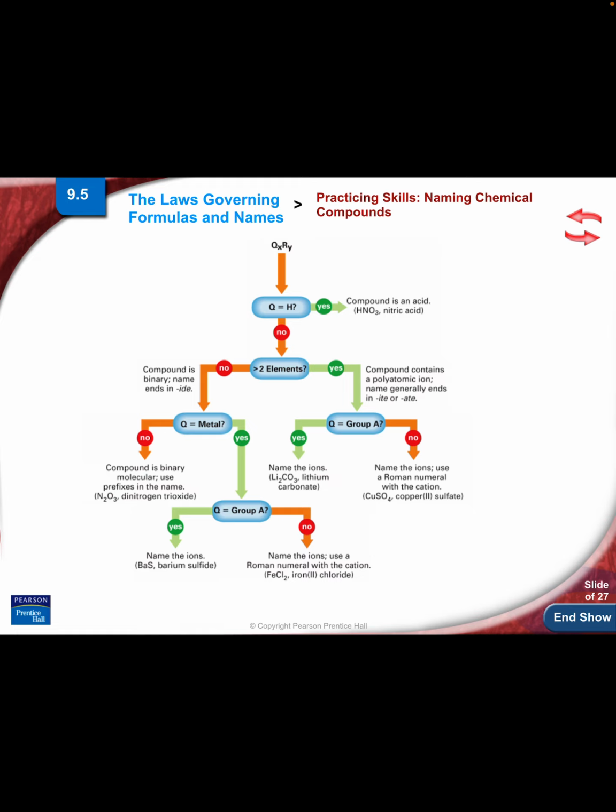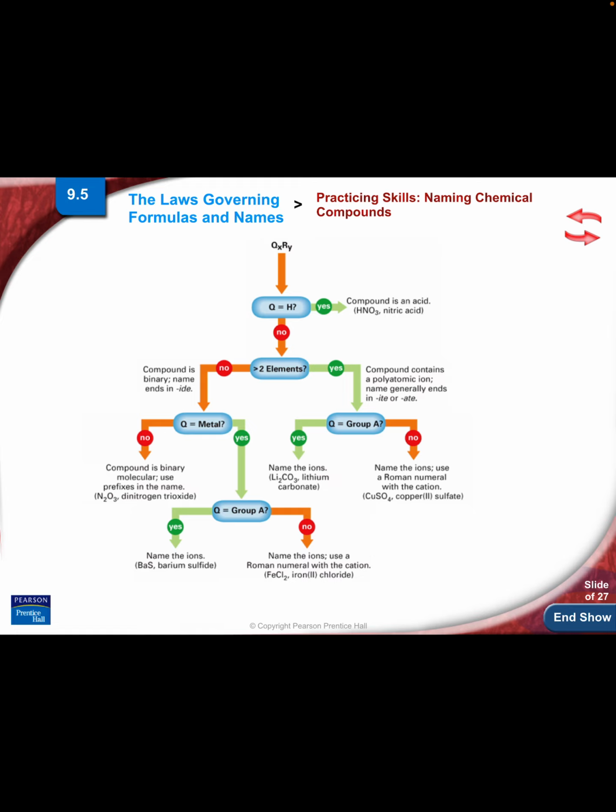But if it's a group B metal, if it's not a group A, then you have to use the Roman numerals because those group B metals have multiple valences. The group A, the valence is obvious. It's equal to the group number. And for the B, they can have multiple valences. So, for example, the example given is iron 2 chloride. There's also an iron 3 chloride because iron exists as both +2 and +3.